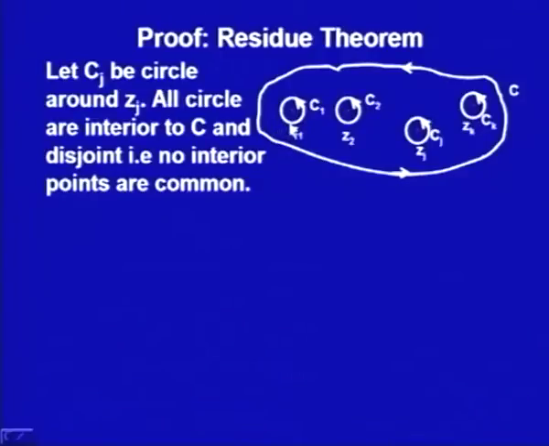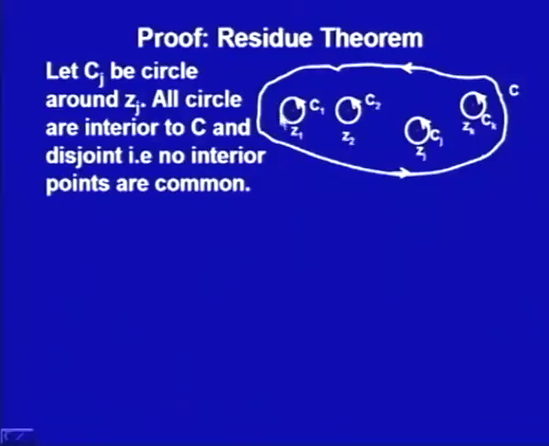Now, let us take a circle around these z j's with some radius, say r j or rho j, such that, since this is an isolated singularity, we take this small circle such that there is no other singular point interior to this circle C 1. That means, in general, for each z j we take a circle so small that there is no other singular point interior to that C j.